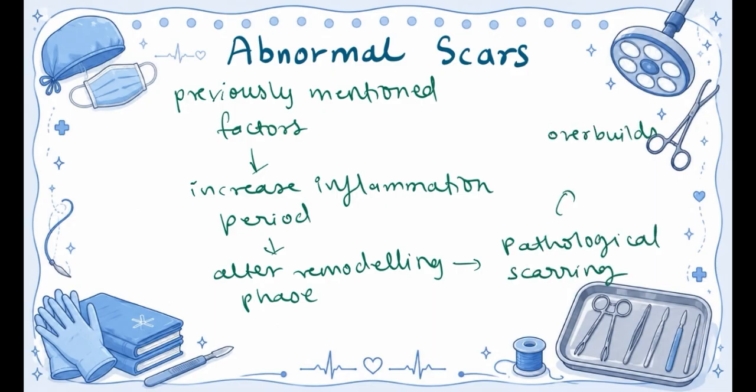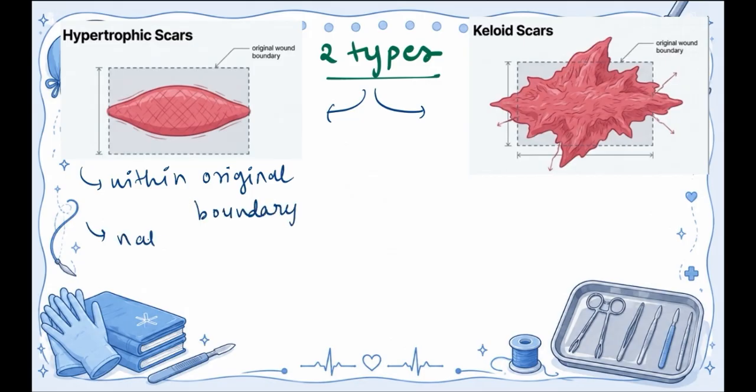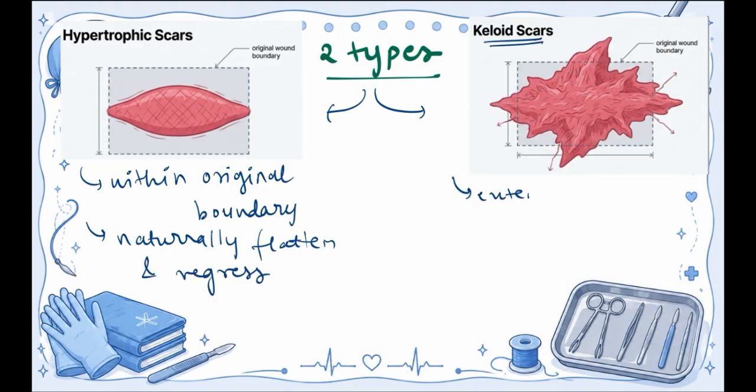Essentially, the body overbuilds the tissue. This abnormal healing usually manifests in one of two ways. It creates either a hypertrophic scar or a keloid scar. While both of these are abnormal, they behave very differently. A hypertrophic scar respects boundaries. It stays completely within the original edges of the wound, and over time it may actually naturally flatten and regress.